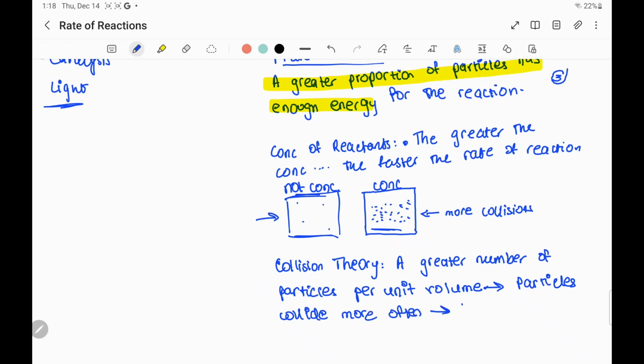Increasing the rate of reaction. Again, the more successful collisions you have, the greater the rate of reaction. So when they ask you for the explanation for this phenomenon, you have to say a greater number of particles per unit volume causes more collisions, more frequent collisions, causes particles to collide more often, anything within that area, which increases the rate of reaction.